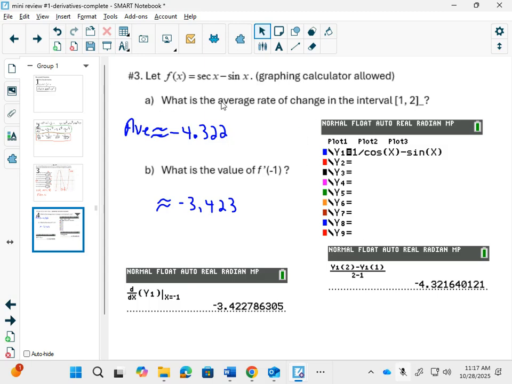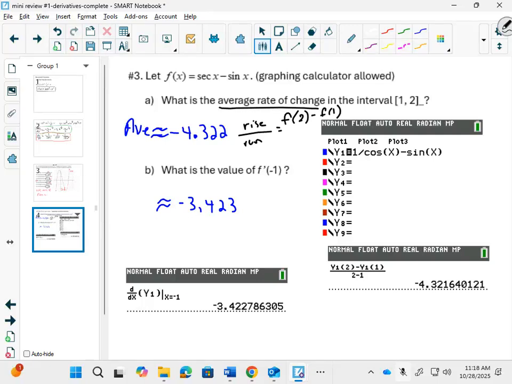Next, it asks, what is the average rate of change? Average rate of change is the slope of your secant. And slope is rise over run. Rise are your y values. So if this is f of x, we want to do f of 2 minus f of 1. That would be your rise. Change in y values. One y value minus the other y value. Over your run, which is your change in x values, which is 2 minus 1.